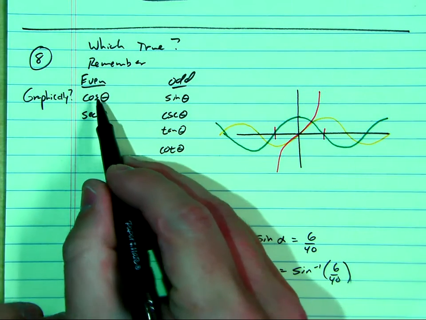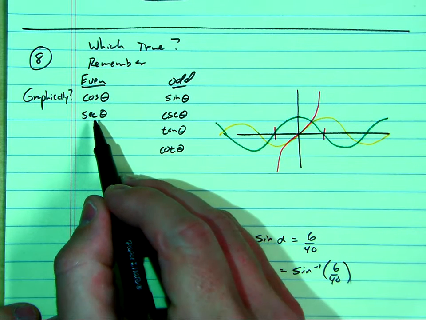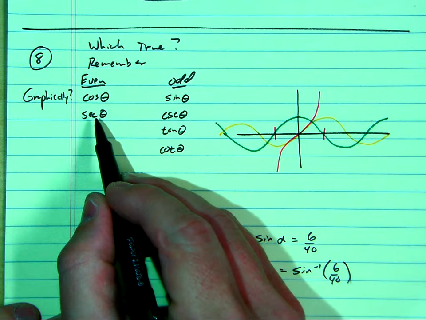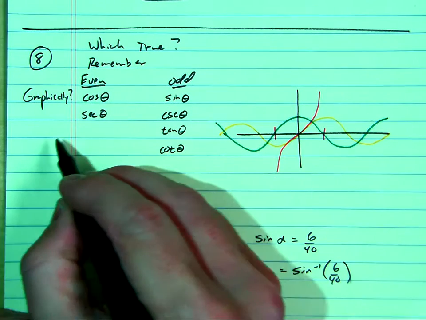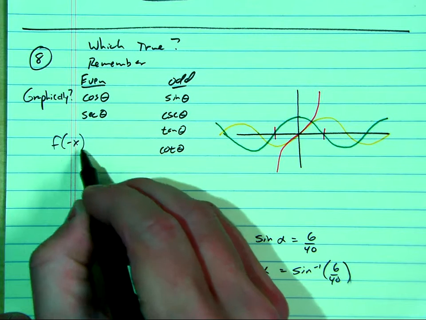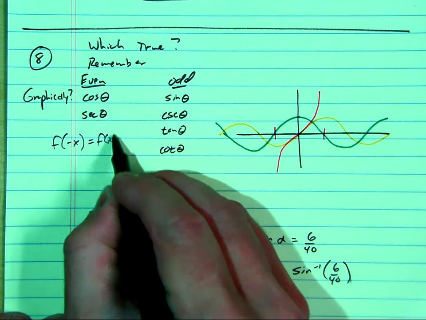Okay, we know cosine and its reciprocal have to be even. Why? Cosine is the green function. Remember what even means: if you plug in a negative value, it spits out just the original function.